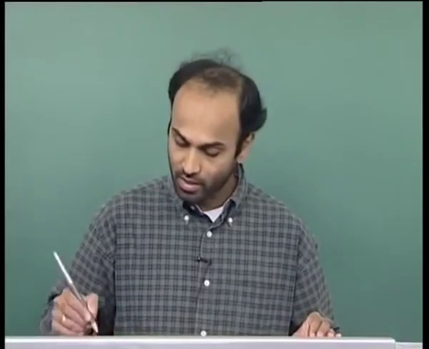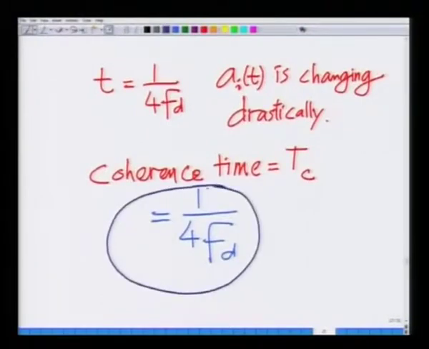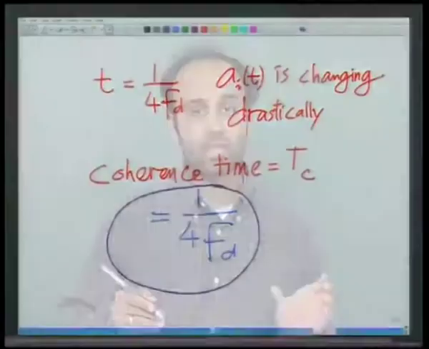And finally, we said the time of significant change of the channel is t equals 1 by 4 f d, where f d is the Doppler frequency. This t is 1 over 4 f d, which is T c, the coherence time, the interval of time over which the channel is approximately constant. The channel is changing from time to time, but we can assume that it is approximately constant over one coherence time interval, which corresponds to 1 over 4 f d.